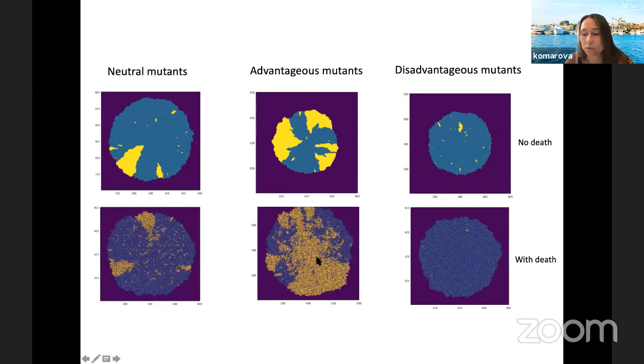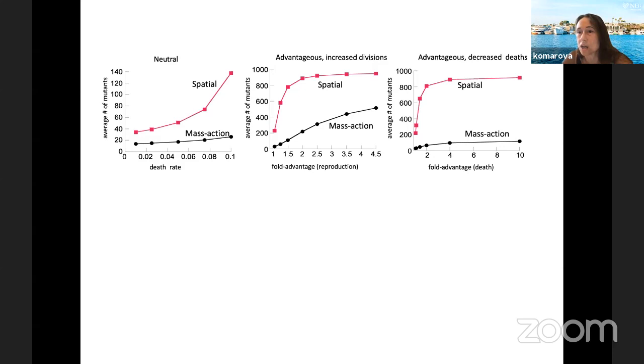So what is the result, right? Do we expect more mutants or less mutants in space? So this is the neutral simulation where mutants have the same properties as normal cells. Advantageous mutants, hugely, the number of cells in space is a lot larger than in mass action. In this simulation, the advantageous cells have increased division rates. In this simulation, advantageous mutants had a decreased death rate. Still the same result, more mutants in spatial systems.